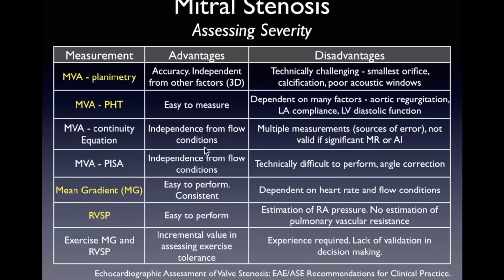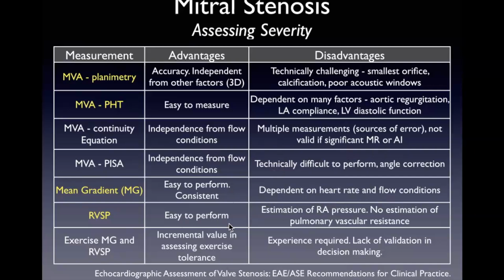Mitral valve area by continuity equation: a lot of previous studies used that as a gold standard because it's independent of flow conditions, but it requires multiple measurements with lots of different sources of error. We don't do it clinically in the echo lab. And you can't have significant mitral regurgitation or aortic regurgitation. Similarly for PISA, it's technically difficult to perform. There's always an angle correction that you probably need to do, but we don't do it routinely. The mean gradient we talked about is easy to perform and consistent, but it's dependent on heart rate, and flow conditions can change.